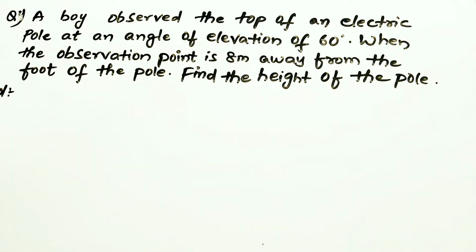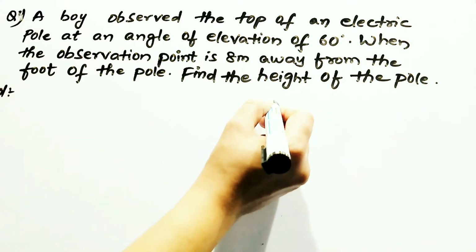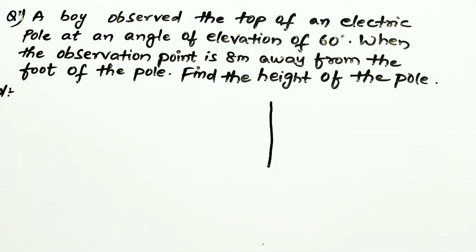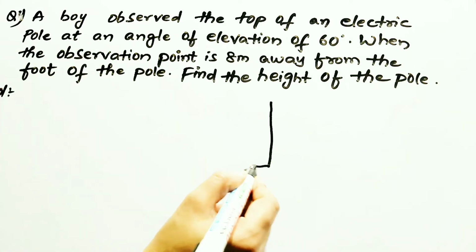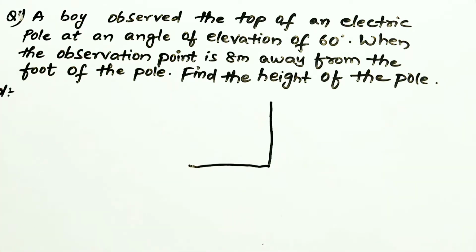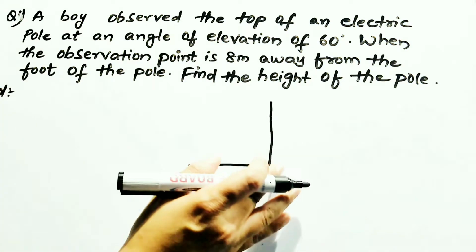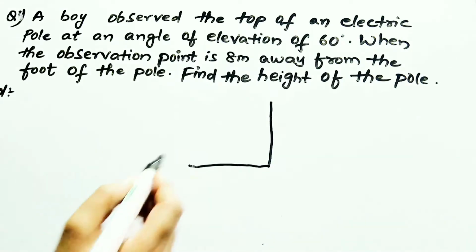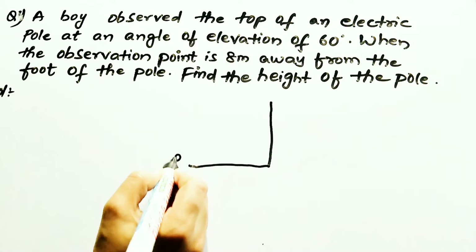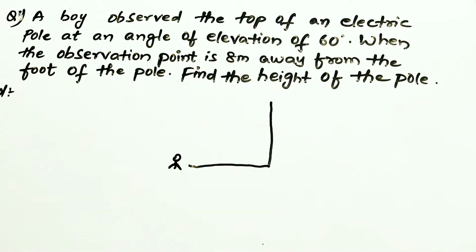A boy observed the top of an electric pole. Suppose this is your electric pole. The electric pole is standing on the ground. Suppose this is your ground, this is your ground level. On that ground level, one electric pole is there, and a boy is standing here.